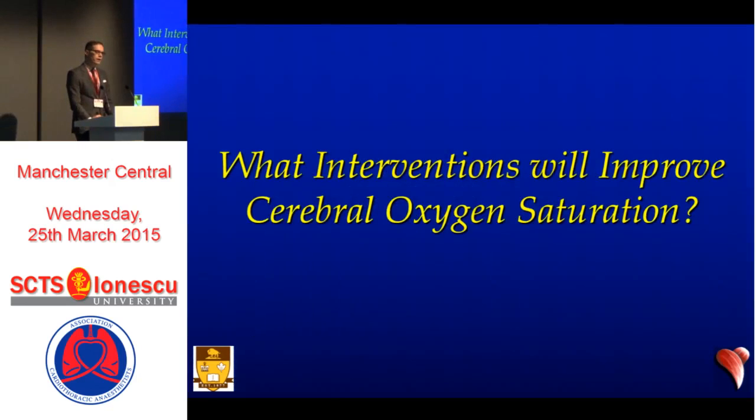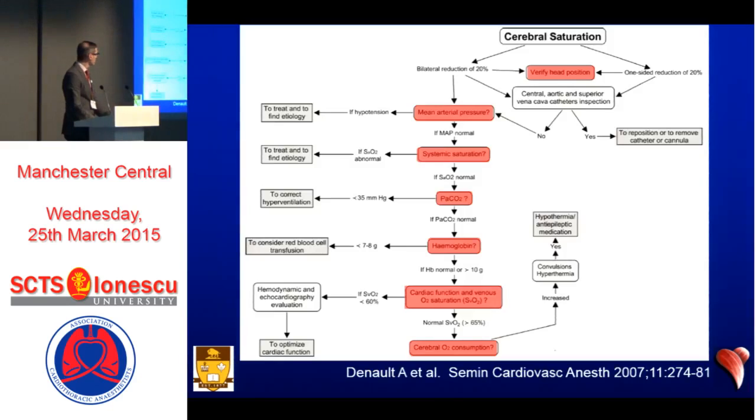So this is where I'm going to take the pieces of the algorithm that Dr. Deneau didn't go into in detail. These are some of the ones that are more directly related to the blood pressure, oxygen and carbon dioxide components. So what interventions will improve cerebral saturation? Some of this will pertain to cerebral blood flow. Others will pertain just to the saturation independent of blood flow. So this is the algorithm that we've already seen. I'm going to break it down into some of the components that I want to focus on, and I'll skip over the ones that Dr. Deneau has already covered.